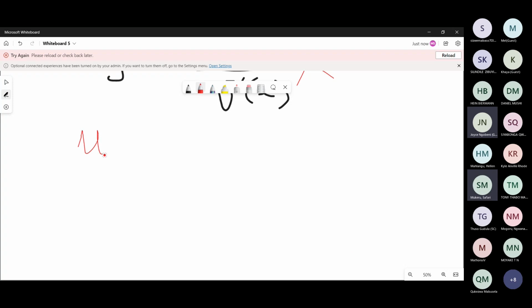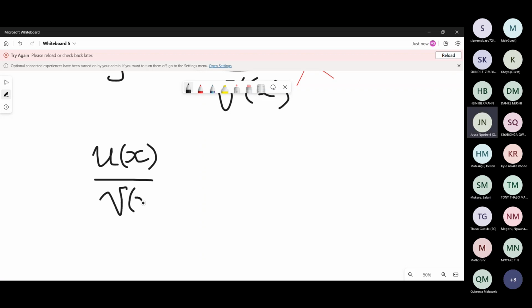Let me write, with our time: u of x over v of x. Let me try to write as clearly as possible. If we take this derivative, then now we have the rule, the exact rule, the true answer.